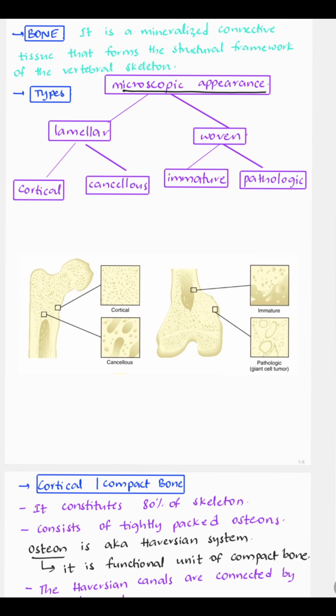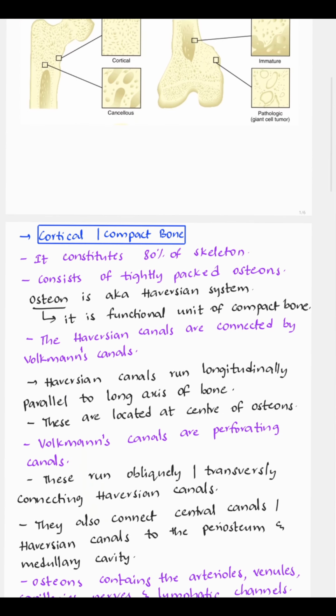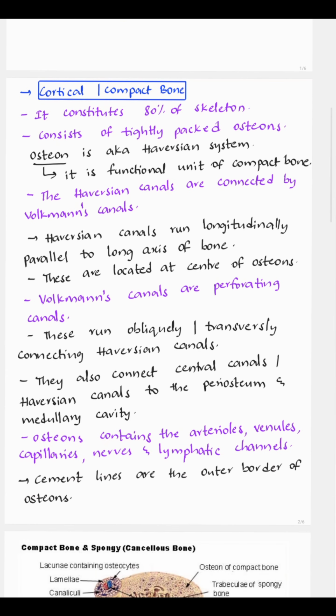In this picture, we are going to see the cortical and cancellous bone. In cortical bone, the lamellae are arranged concentrically, whereas in cancellous bone, they are arranged haphazardly. In this picture, we are showing the immature bone and pathologic bone in cases of giant cell tumor or other tumorous conditions. Now, we shall discuss in detail about the cortical bone.